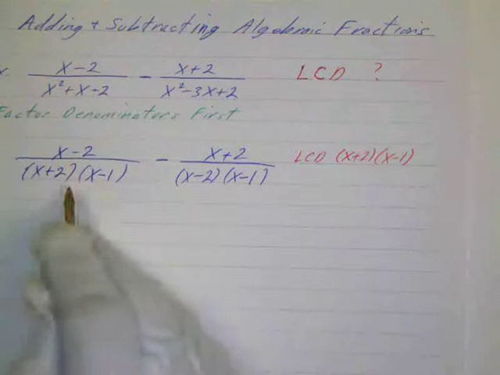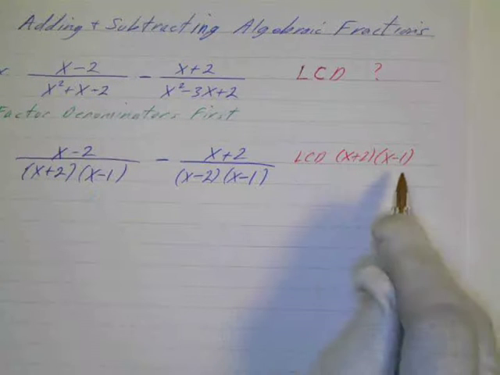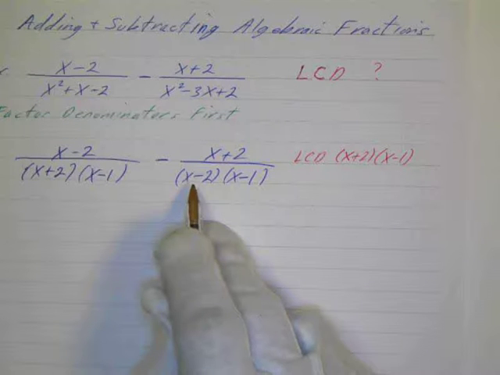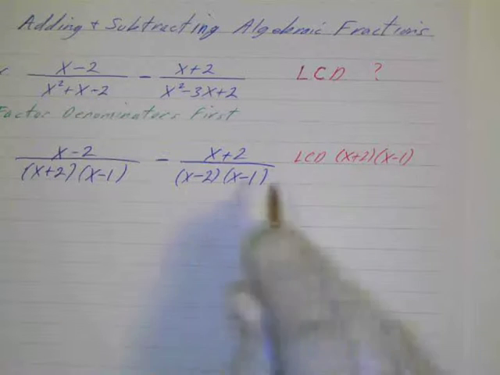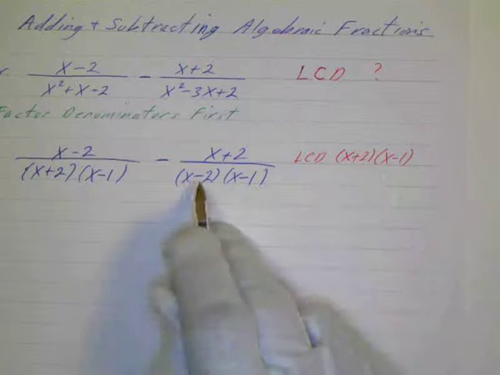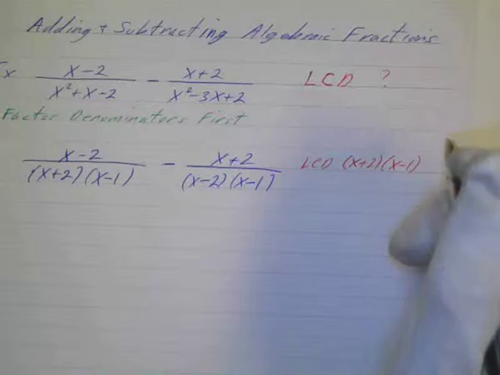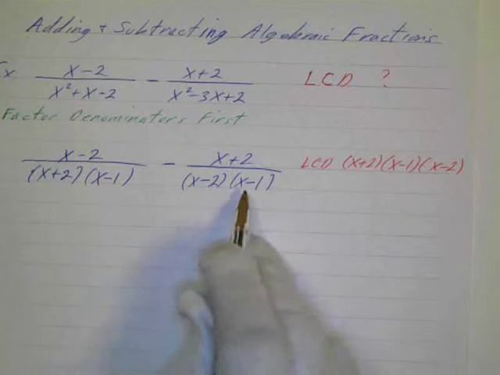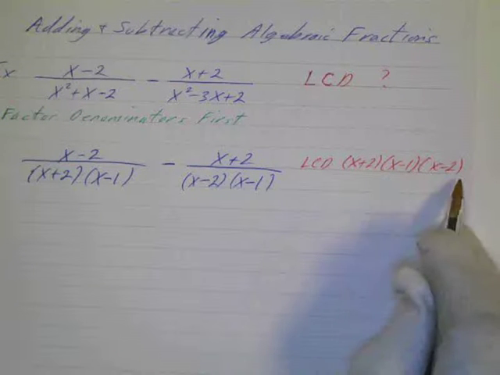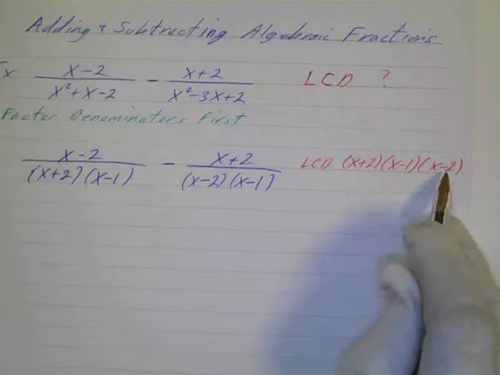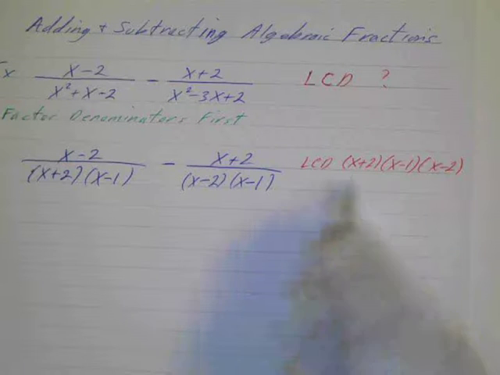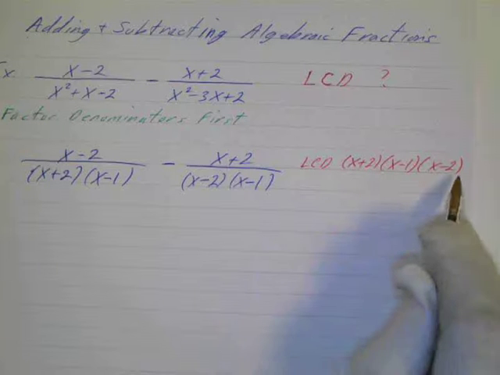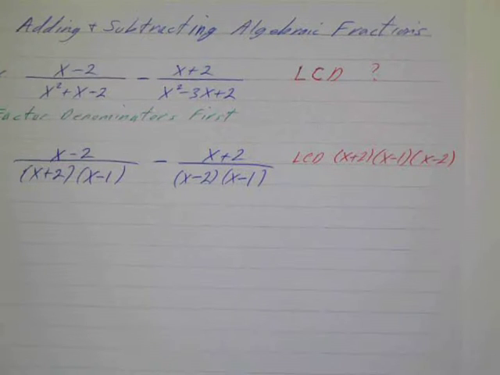And you can see if we divide x plus 2 times x minus 1 into x plus 2 times x minus 1, we get 1, so it fits in there. Okay? Now does x minus 2 times x minus 1 divide into there? Well, the x minus 1 is there, but the x minus 2 doesn't fit. So we need to add that factor. So this is x minus 2. And you can see that x minus 2 times x minus 1 divides into this three-factor expression, and x plus 2 times x minus 1 goes into this expression too. Okay, so there's my LCD.